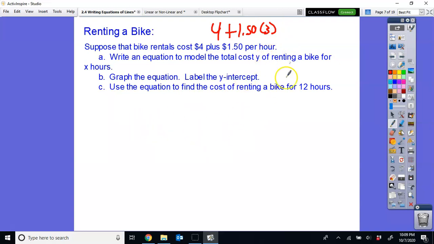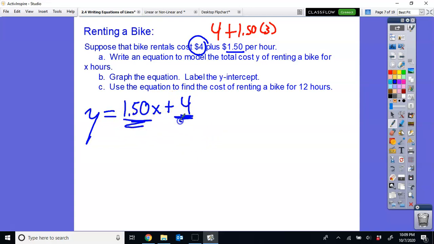Well, in real life, that concept that you just did in your head is the exact same thing as writing the equation y equals mx plus b. The $4 was my beginning amount, b, and my m being $1.50, because my price would go up $1.50 times the number of hours. And so there's my mx plus b. Notice that's the same thing I would do in real life.